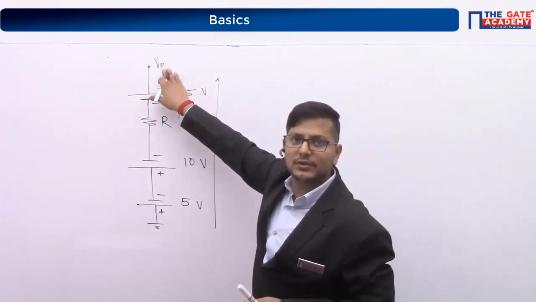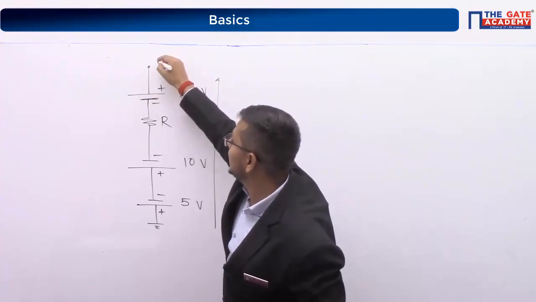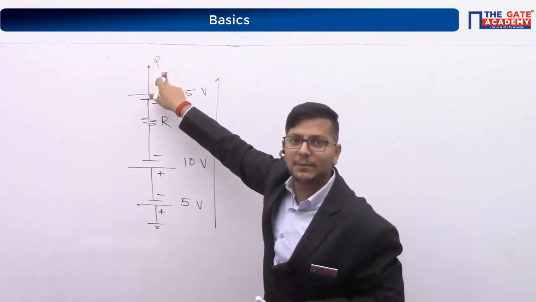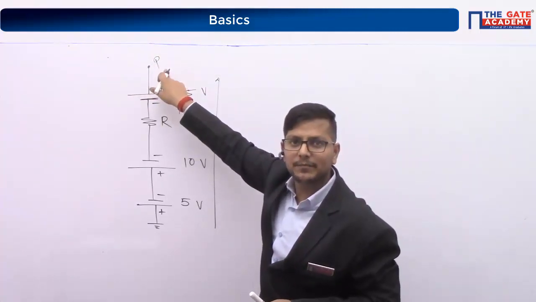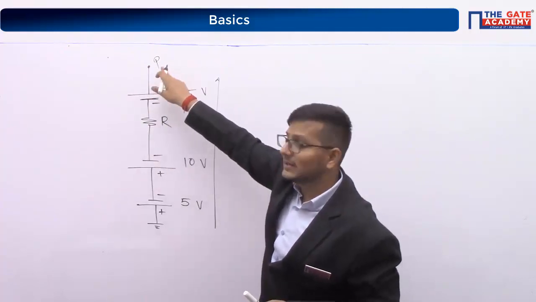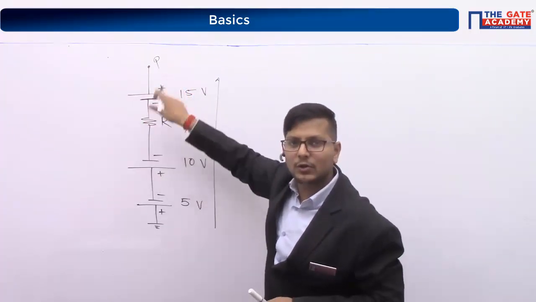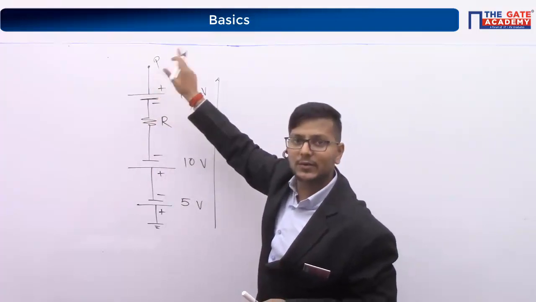This is not a voltage source. This is only point P. You have to find the voltage at point P. This is the open loop, right? There is no voltage source. It is an open loop, and we have to find the voltage at point P.